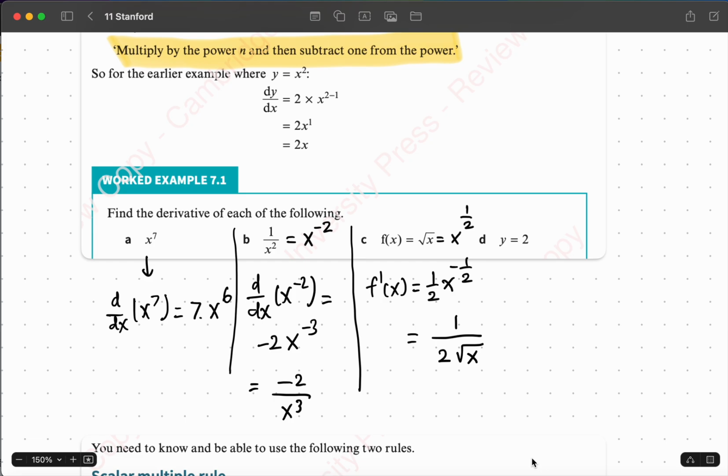And the last one, y equals 2. What is dy over dx? Because we differentiate with respect to x, but the number doesn't have x, the differentiation will be 0. The differentiation of a constant will always equal 0. Remember that.